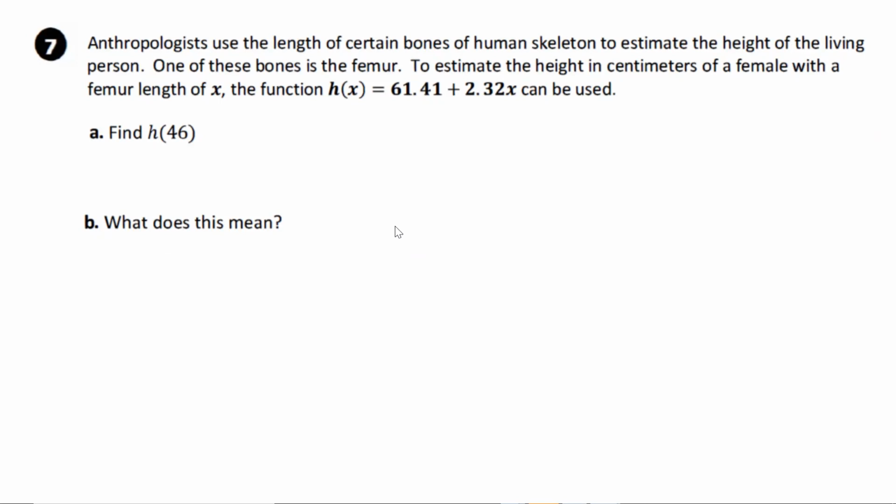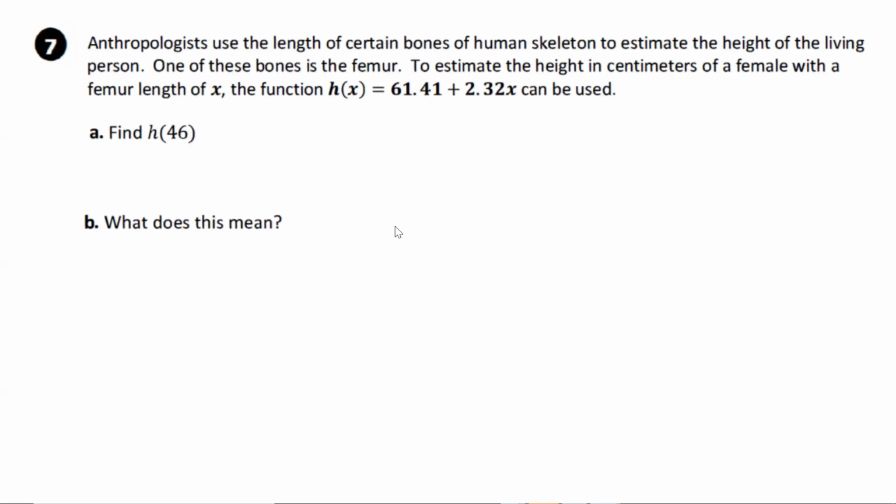Anyways, so anthropologists use the length of certain bones of the human skeleton to estimate the height of the living person. One of these bones is the femur. Do you all know where the femur is? Where is it? It's near your foot. I think it's this one or it's down there. I don't know, one of the two. To estimate the height in centimeters of a female with a femur length of x, the function h(x) = 61.41 + 2.32x can be used. Find h of 46.